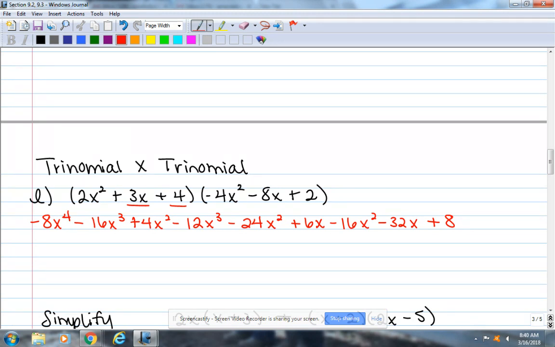So what's my highest exponent I have? And it's the only one right there, so I just copy it. And then I do my x cubes, and the only 2 I think I have is negative 16x to the 3rd minus 12x to the 3rd. Is that correct? And what is negative 16x to the 3rd minus 12x to the 3rd? Good. And then I have 4x squared minus 24x squared minus 16x squared.